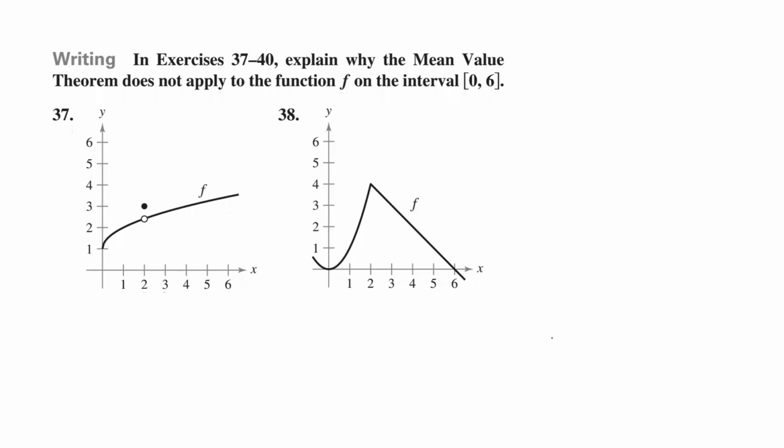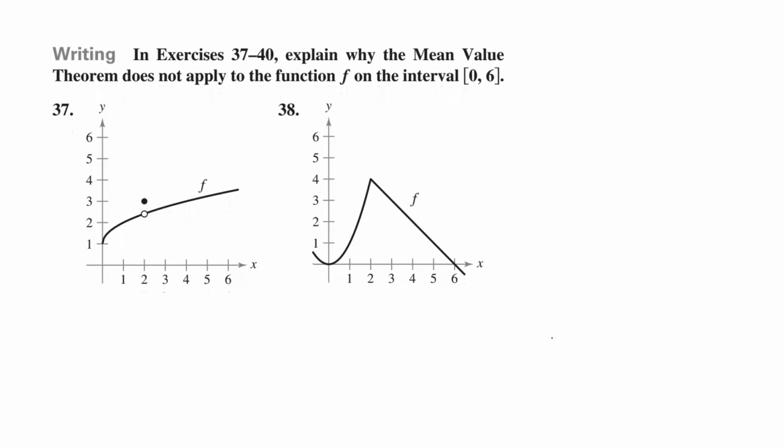All right. We're looking at this and we're saying why the mean value theorem doesn't apply on the interval 0 to 6. So if we're looking at 0 to 6, the mean value theorem would say that the average rate of change, the slope of the secant, must equal the instantaneous rate of change, or the slope of the tangent, somewhere on that interval. So we're going to figure out why this isn't true.